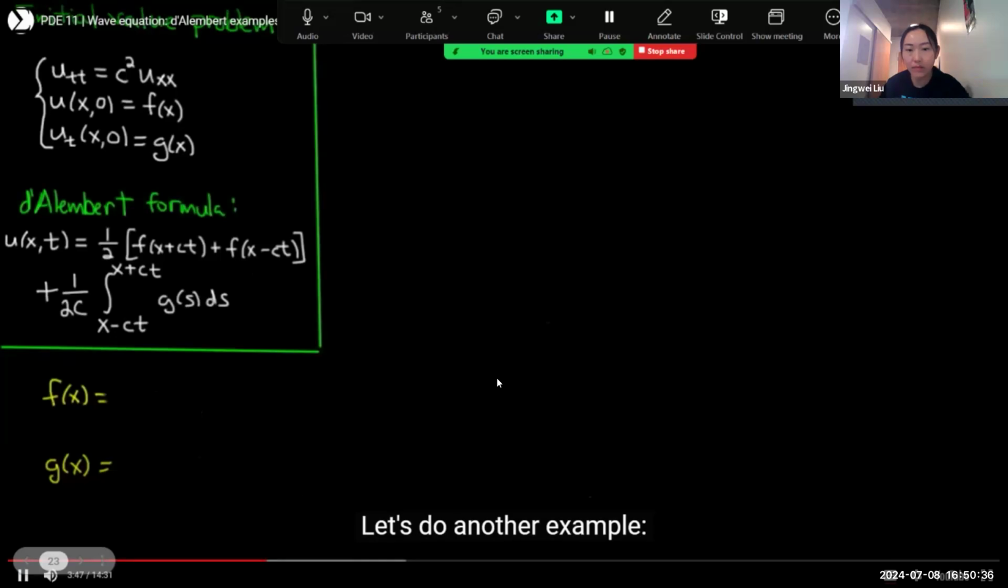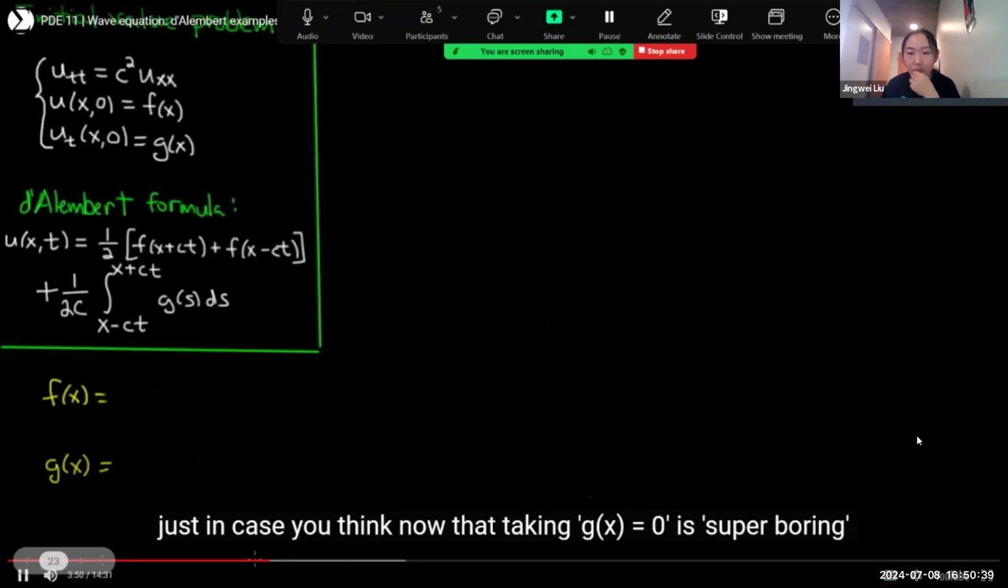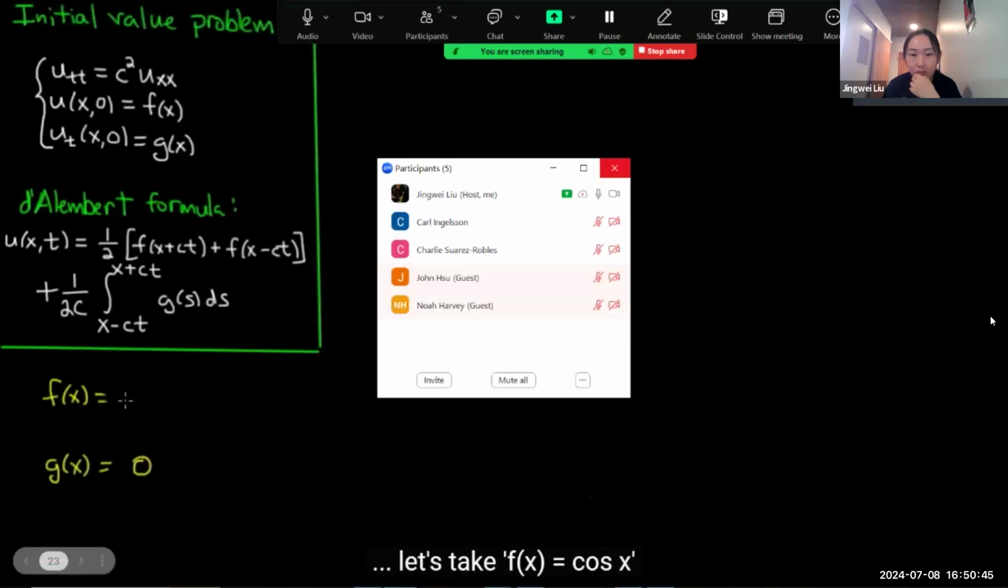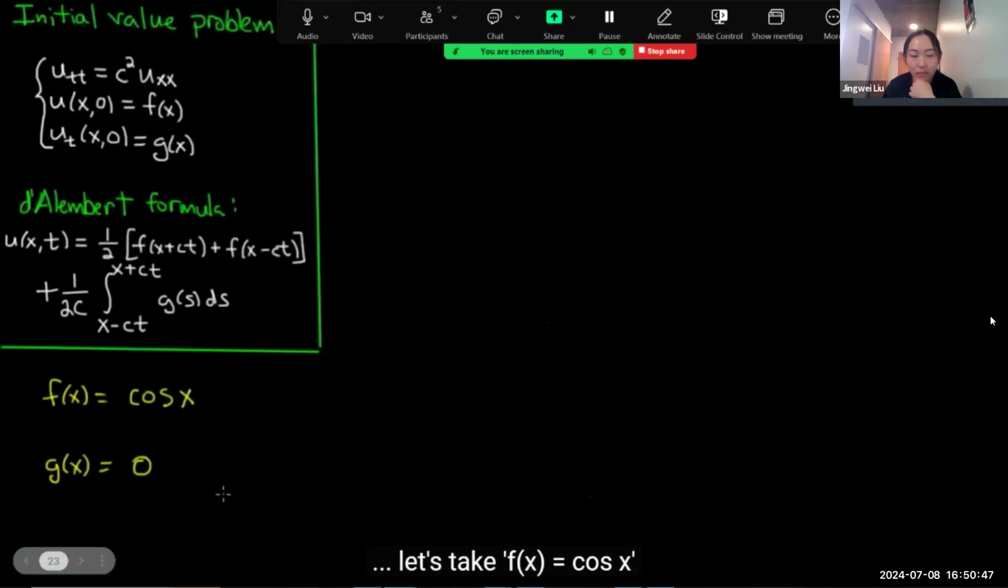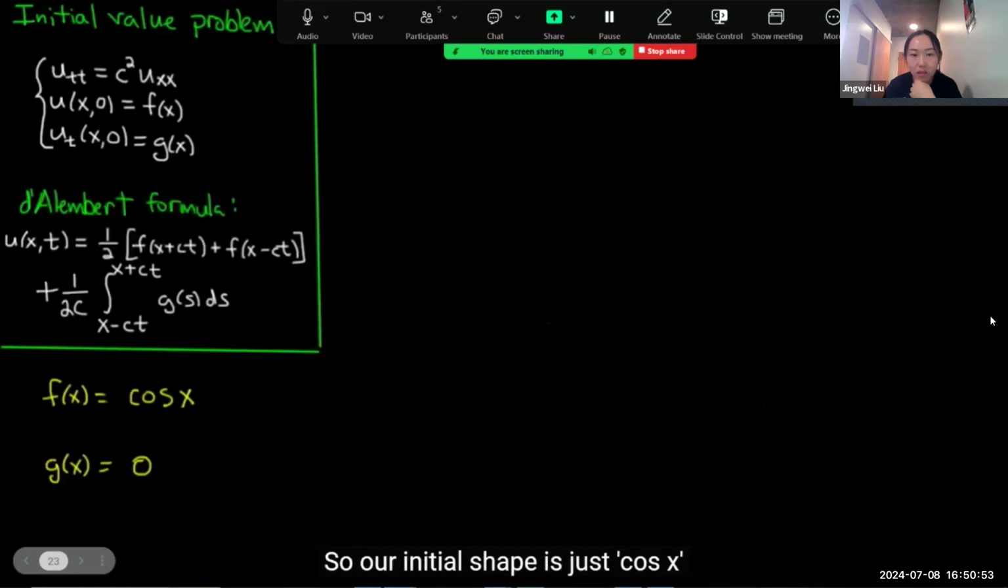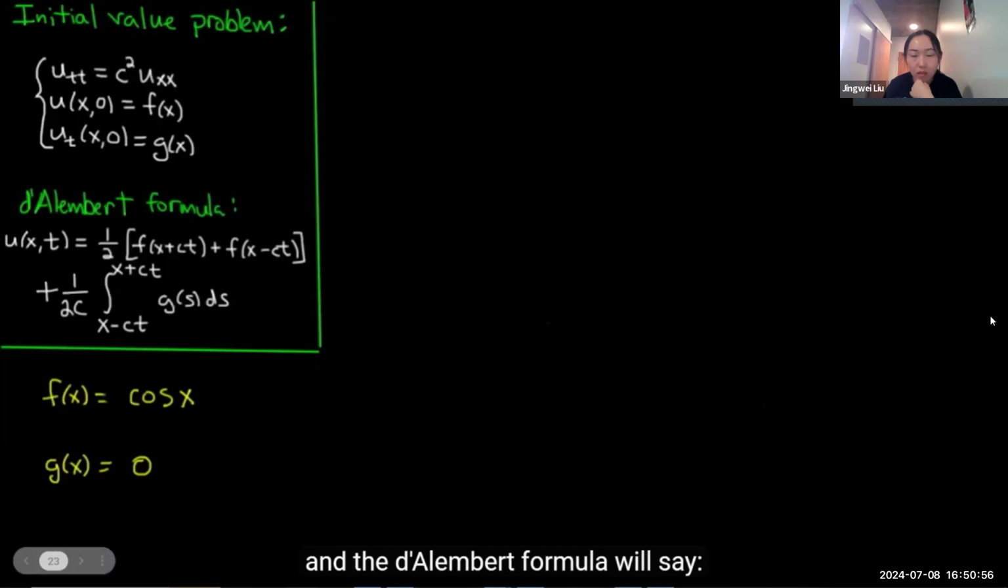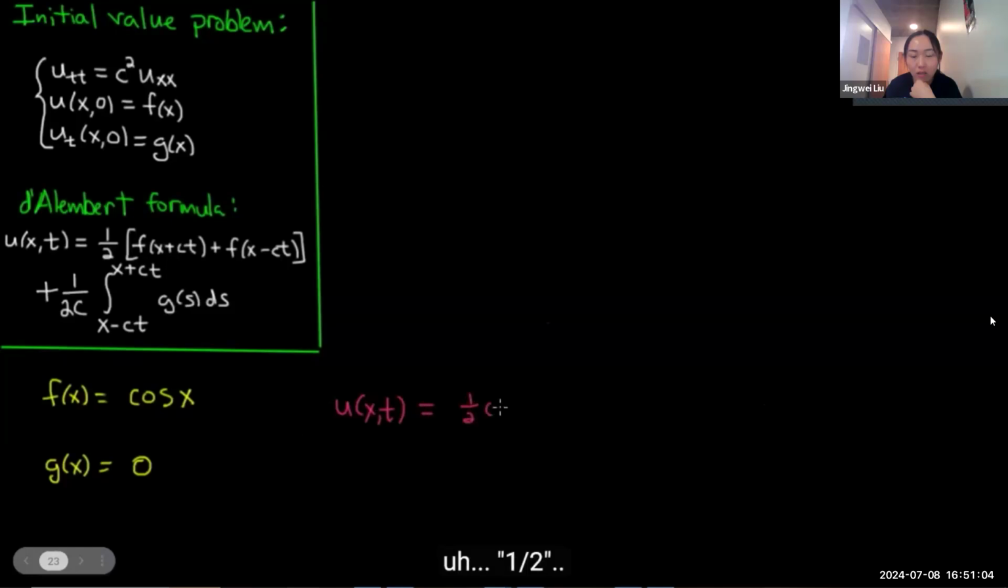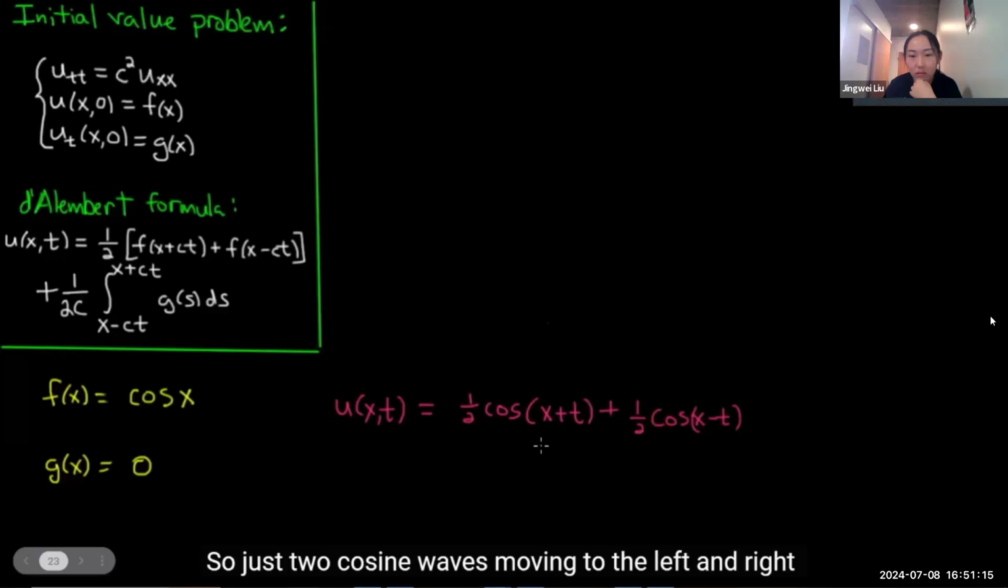All right, let's do another example. Just in case you think now that taking g to be 0 is super boring, let's take f to be cosine x. And you'll see that actually something kind of interesting happens. So our initial shape is just cosine x, and then the D'Alembert formula will say that u must be 1/2, let's take c equals 1 again, cosine of x plus t plus 1/2 cosine of x minus t. All right, so just two cosine waves moving to the left and the right.